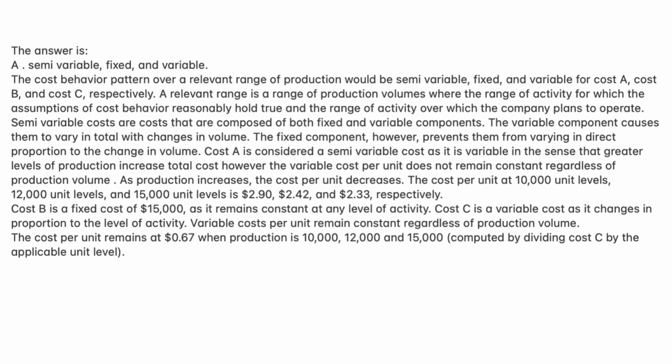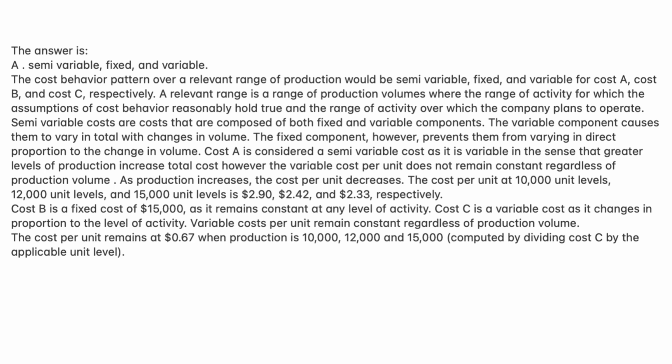Semi-variable, fixed, and variable. The cost behavior pattern over a relevant range of production would be semi-variable, fixed, and variable for cost A, cost B, and cost C, respectively. A relevant range is a range of production volumes where the assumptions of cost behavior reasonably hold true and the range of activity over which the company plans to operate. Semi-variable costs are costs that are composed of both fixed and variable components. The variable component causes them to vary in total with changes in volume. The fixed component, however, prevents them from varying in direct proportion to the change in volume.